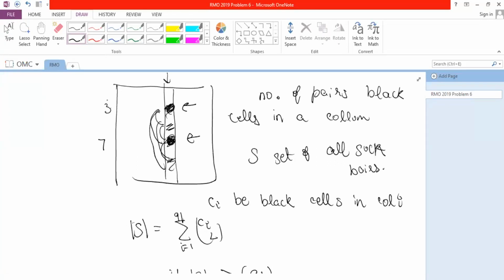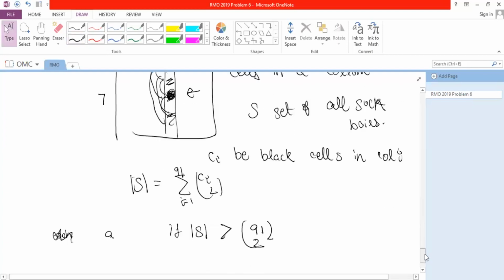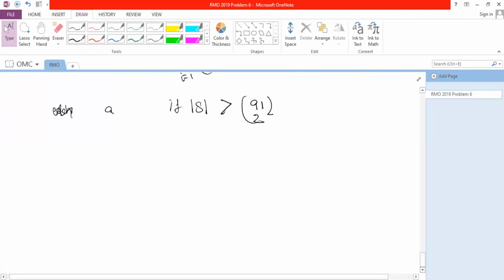As there are exactly 91 choose 2 pairs of rows, by the pigeonhole principle, if the number of elements in S is greater than 91 choose 2, 2 elements of S must correspond to the same pair of rows. So let's see what happens if this is true. That is, we have two elements of S which correspond to the same pair of rows.